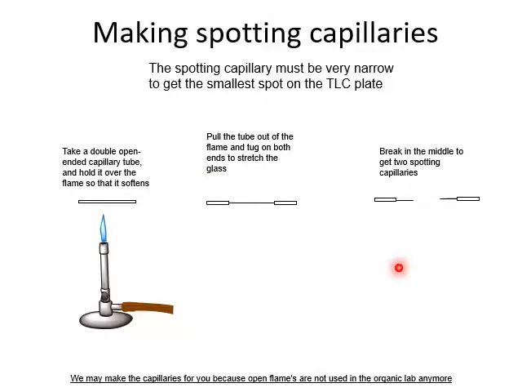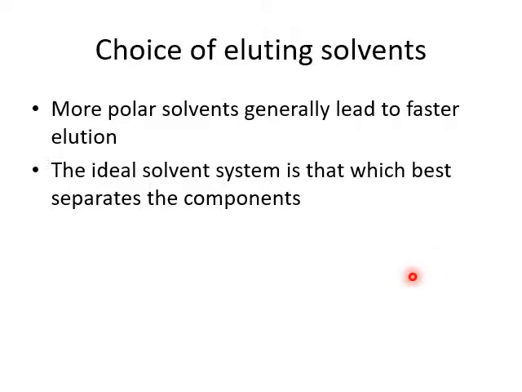So for doing the test, you need some spotting capillary spotters, which usually we as TAs will prepare for you. You don't need to do it because you need to work with flame and it's not safe for you. So for the mobile phase, I mean the organic phase or the mixture of organic solvents, you need to know that more polar solvents generally lead to faster elution.